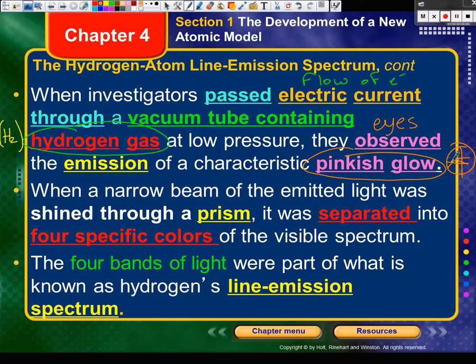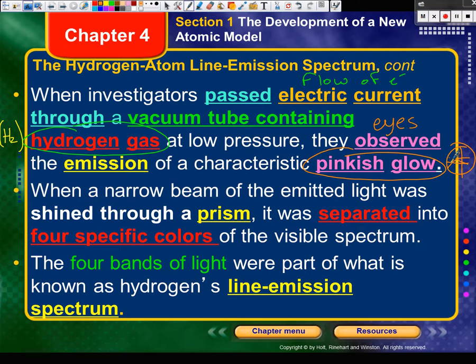A pinkish glow. Up to this point, thinking back to the electromagnetic spectrum, why should that be very weird? Very good. Roy G. Biv has no pink in it. So how are they seeing pink?